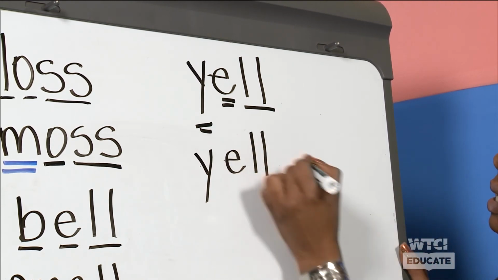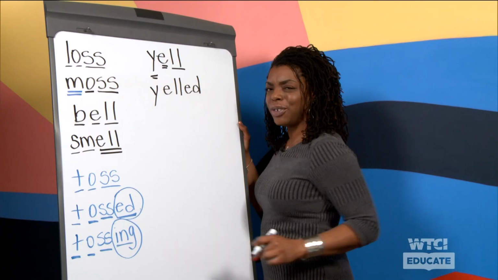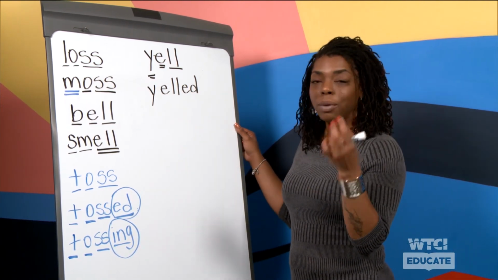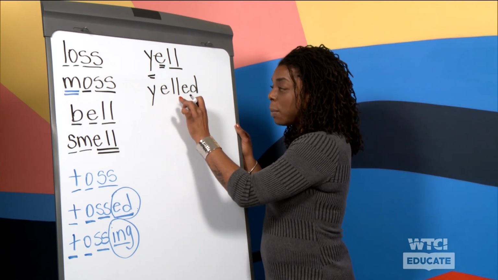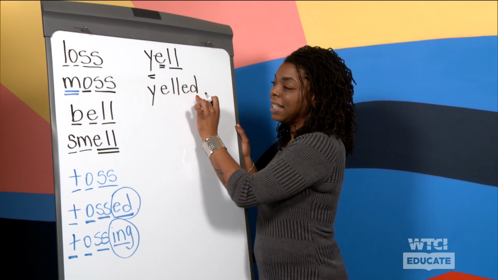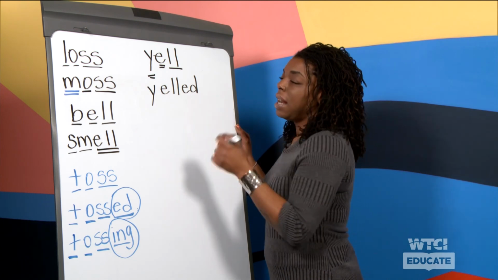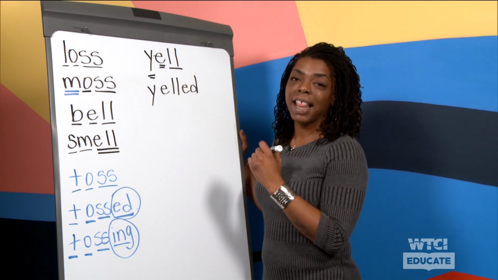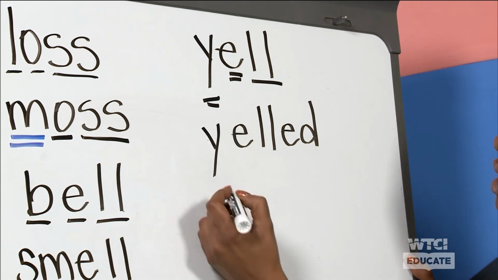L, D. I know I'm working with this ending ED, but did you hear id? You heard D. So remember what I said is very tricky. After this double letter L, you're going to hear the D sound. Now, attempt the word yelling. L-ing, yelling. Here we go.